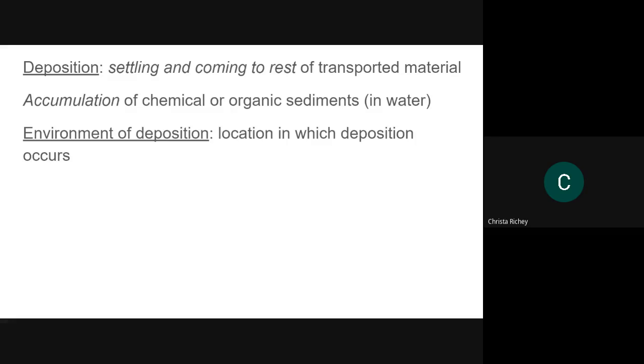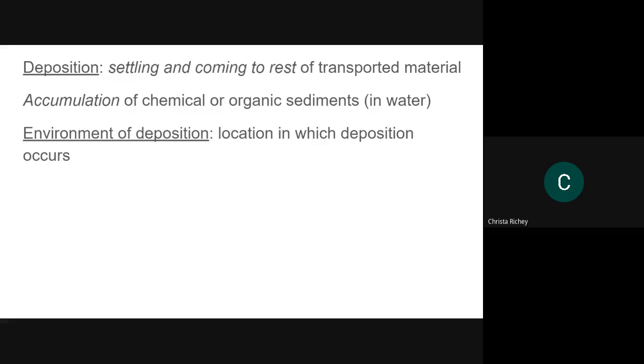Deposition, like I said, we're going over a lot of these words again, just because these are probably the more from before Thanksgiving break, and y'all didn't study this class over the break. Deposition is when the sediment settles, and it comes to rest on the bottom of the riverbed or wherever.